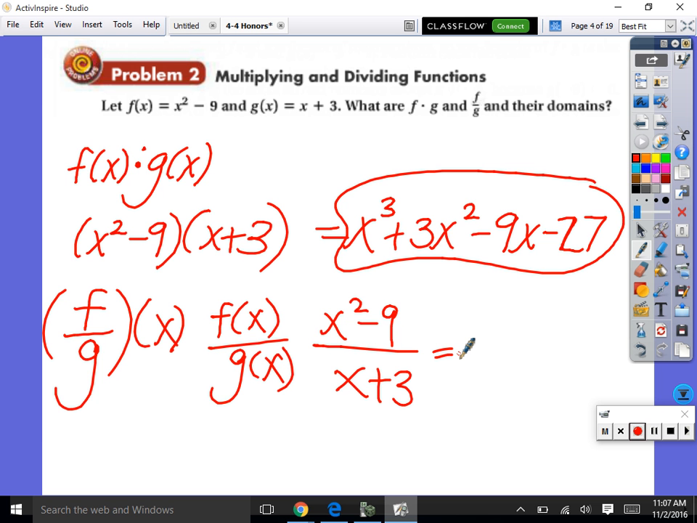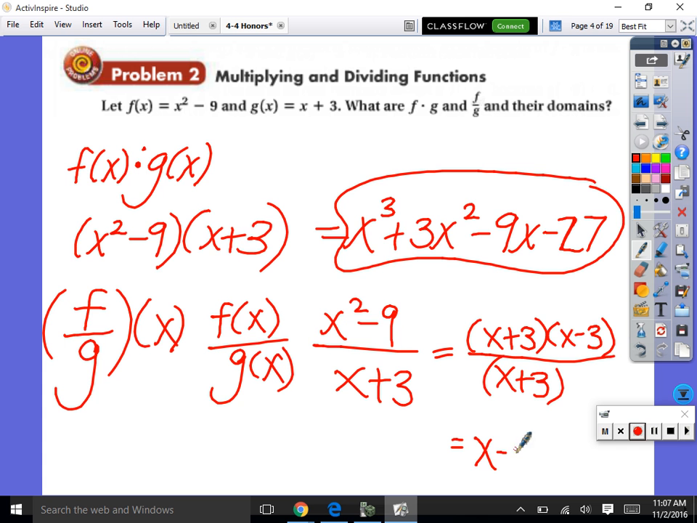We factor the top, right? So we have an x plus 3, x minus 3 on top. And on bottom, we have our x plus 3. And then we would simplify. So is our final answer going to be x minus 3? Okay, awesome. Okay, now let's talk about domains, restricting the domain.